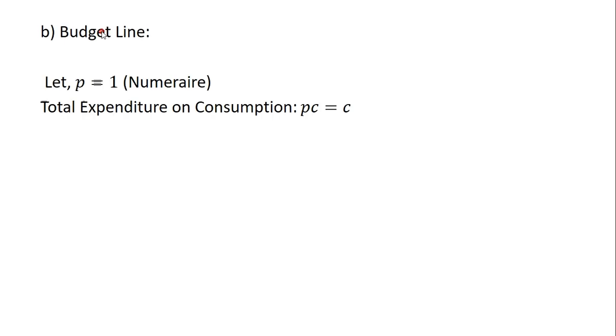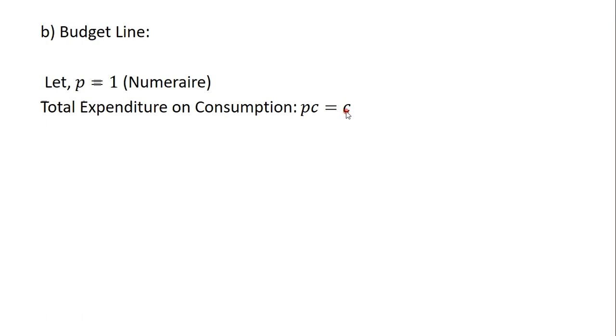calculate your total expenditure on consumption. The price of consumption is P, so total expenditure on consumption is PC, and I assumed that P is equal to 1 for simplicity, that is the numeraire price, which is why PC is equal to C. So the total expenditure on consumption will be C.